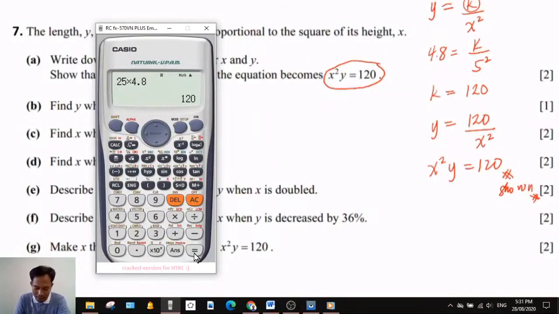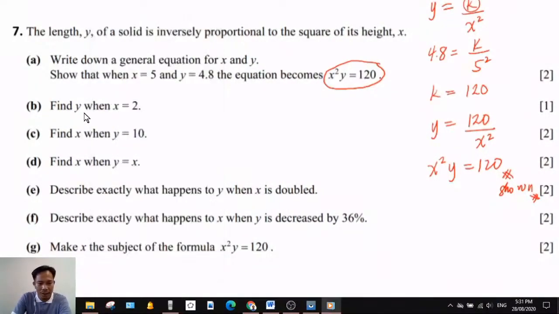Okay, next, find y when x is equal to 2. So since x is equal to 2, in this formula y is equal to 120 over x squared. If x is equal to 2, it will become 120 divided by 2 squared, and 2 squared is 4. 120 divided by 4 is equivalent to 30. Done.